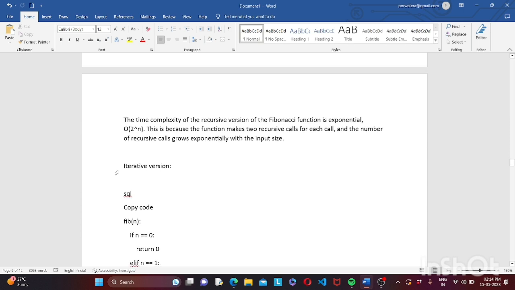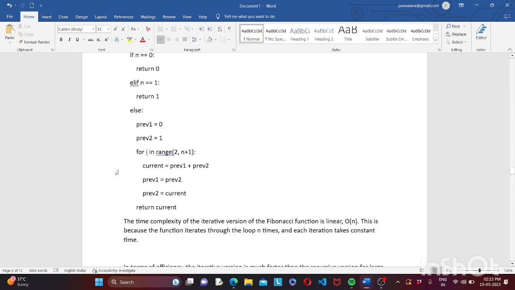The time complexity of the recursive version of the Fibonacci function is exponential, O(2^n), because the function makes two recursive calls for each call, and the number of recursive calls grows exponentially with the input size. And this is the iterative version.